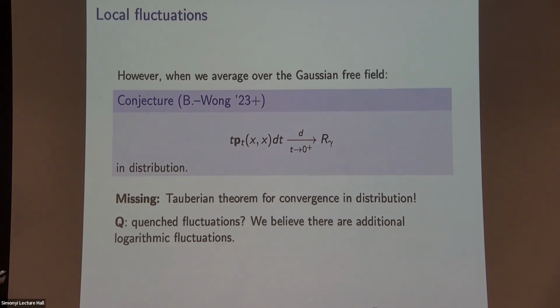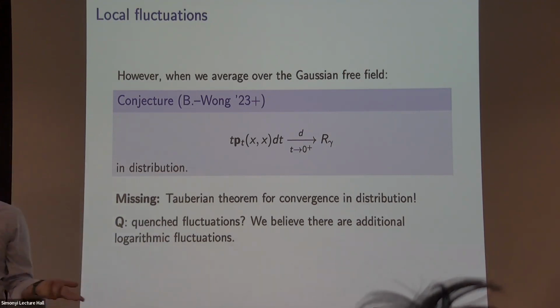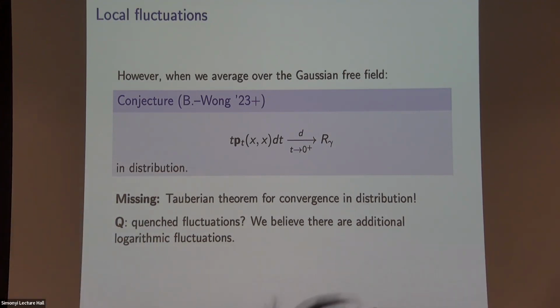This is an annealed convergence, if you like. But if you quench on the randomness of the Gaussian free field and ask what happens to t times pt, I think the only possibility is that there are non-trivial logarithmic terms. I would imagine both up and down, but I can't tell you exactly more than that. Presumably, if you understand enough about this random variable, then maybe you can make some guess.